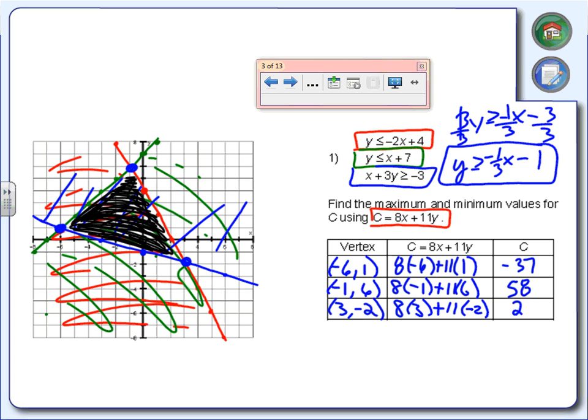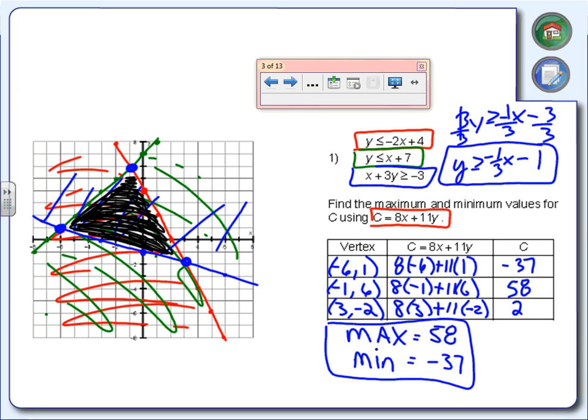Now, the question was, what is the maximum? And what is the minimum? Well, look at the c's that we got over here. Let's start with the maximum. What was the biggest number we got? 58. So 58 is our maximum. Minimum. What was the smallest number we ended up with? Negative 37. That was the smallest number we got. Therefore, it is our minimum. So we've just found the maximum and the minimum using those vertices of the feasible region. So that's the extra step that we're adding today. Not a whole lot different, just a little extra step.